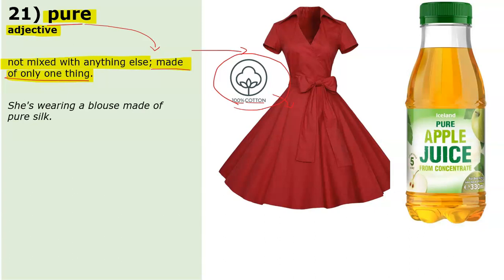The example also says, she's wearing a blouse. A blouse is a shirt. She's wearing a blouse made of pure silk. So that shirt is made of only silk. There's no cotton in her shirt because it is pure. It's only this one. I also have an example of some juice. Here is some pure apple juice. If it's pure, it's not mixed with a different fruit or anything else. It's only apple juice. So that makes it pure.